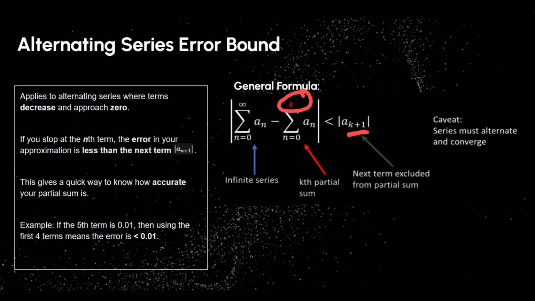For example, if the fifth term is 0.01, then using the first four terms means that the error is less than or equal to 0.01. And for alternating series, we would actually take the absolute value. This applies to alternating series where terms are decreasing and approach zero, right? Because they're converging.